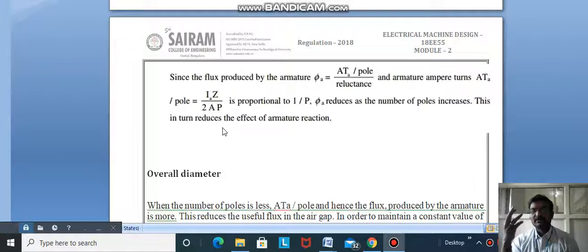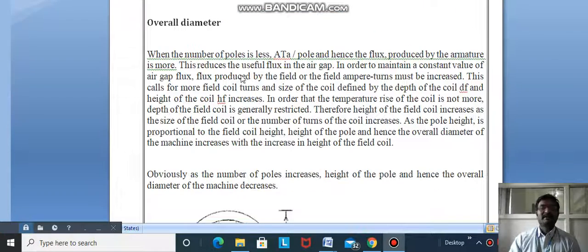The copper used for the machine will be reduced. The iron used for the yoke as well as the iron used for the core will be reduced. Okay, the overall diameter. When the number of poles is less, the armature ampere turns per pole and hence the flux produced by the armature is more. This reduces the useful flux in the air gap.